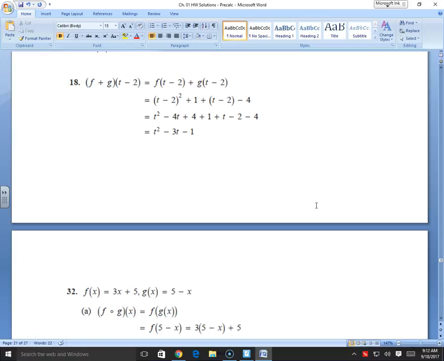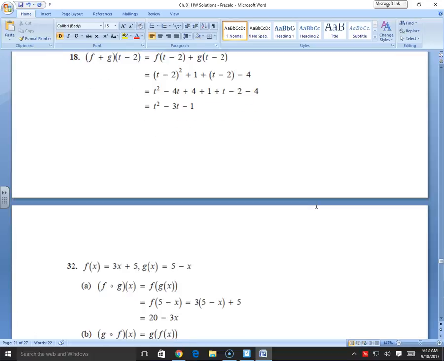Number 18, let me give you a second. I need you to check the formula first after you check the final answer. Check the final answer, get the right one down if you didn't have it, then come back, and I would write this as your first step. It's an easy one to confuse. You weren't multiplying by t minus 2, you were plugging in t minus 2. F of t minus 2 plus g of t minus 2.